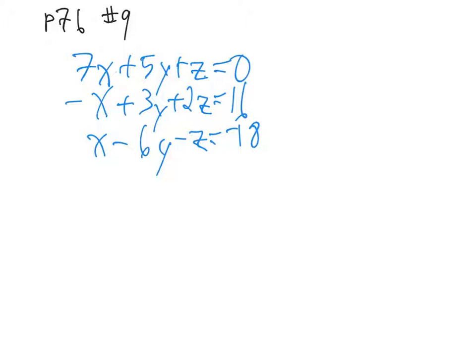My first guess is to eliminate using the second line and the third line because I have a minus x and an x, and I feel confident that I can get those to go away and give me just y and z. So we take those two and we add them, and what we get is minus x plus x is 0, plus 3y minus 6y is minus 3y, plus 2z minus z is just plus z, and 16 plus minus 18 is minus 2.